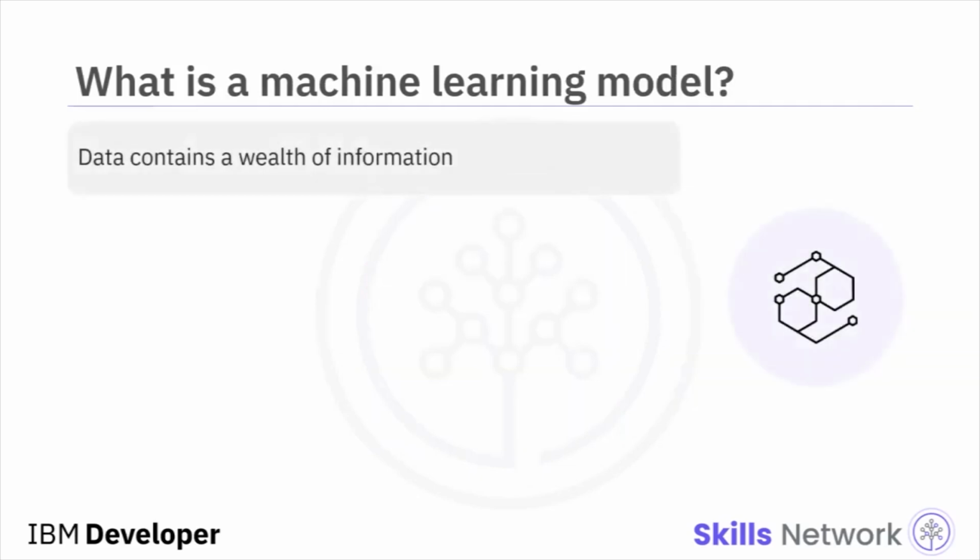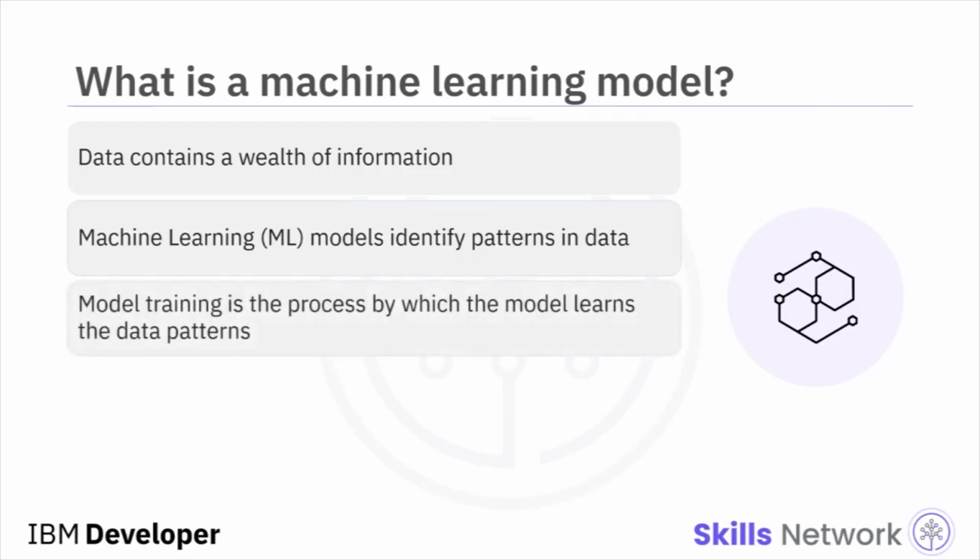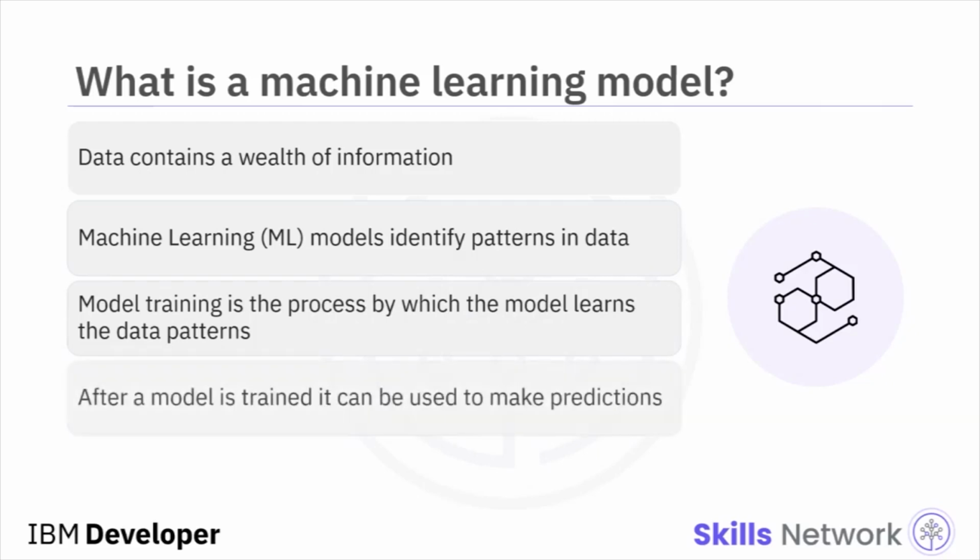Now, data contains a wealth of information that can be used to solve certain types of problems. Traditional data analysis approaches can be a person manually inspecting the data or a specialized computer program that automates the human analysis. These approaches reach their limits due to the amount of data to be analyzed or the complexity of the problem. Machine learning, or ML, uses algorithms, also known as models, to identify patterns in the data. The process by which the model learns these patterns from data is called model training. So once a model is trained, it can then be used to make predictions.